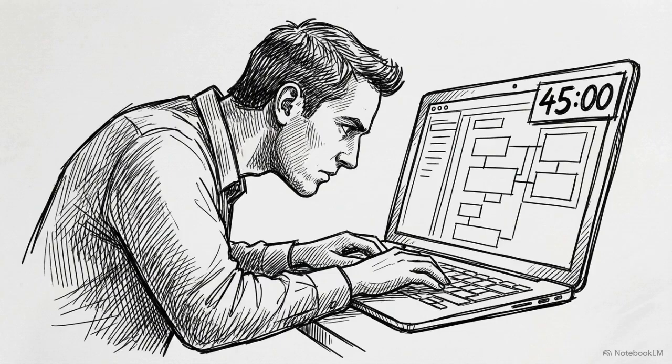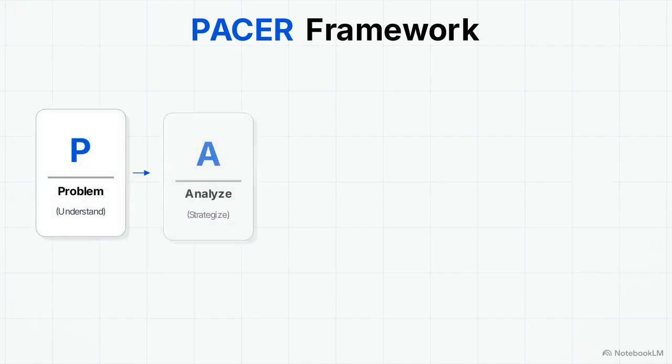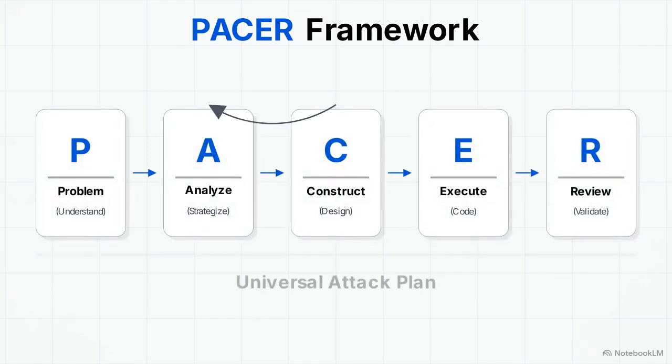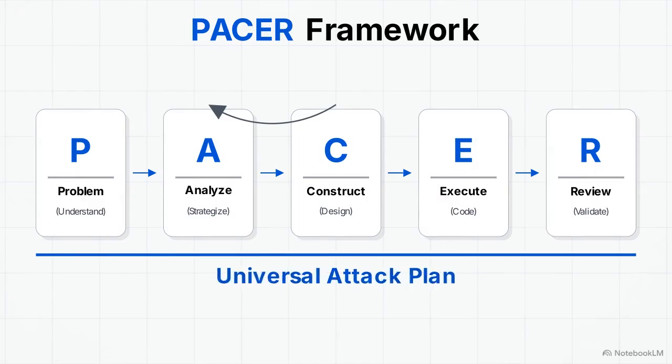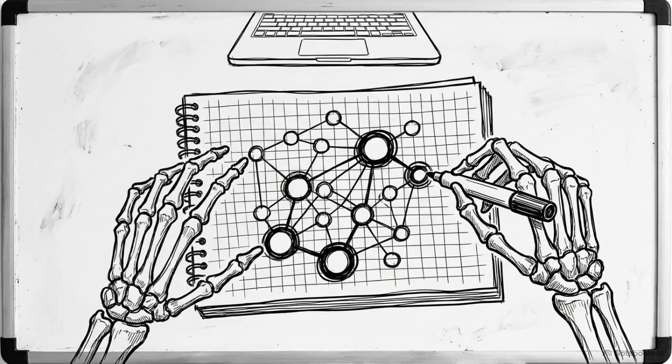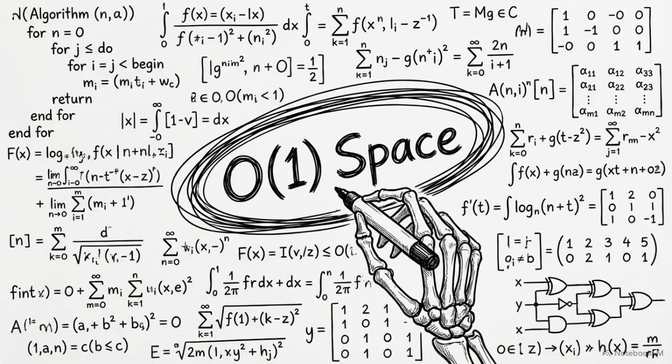Facing unseen algorithmic challenges under strict, high-pressure time limits requires a highly rigid and systematic methodology to succeed. The PACER framework, problem, analyze, construct, execute, review, provides a universal attack plan. In the analyze phase, engineers map the data topology and identify specific constraints before writing a single line of code. During the review phase, the candidate explicitly calculates and defends the space-time complexity trade-off of their constructed solution.